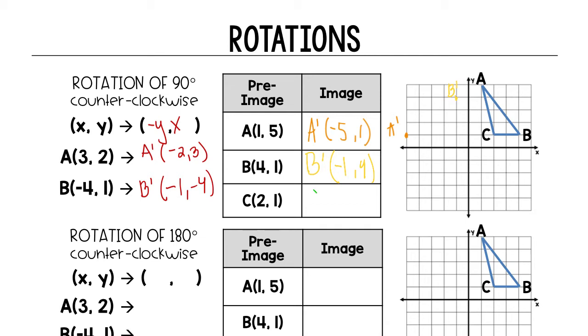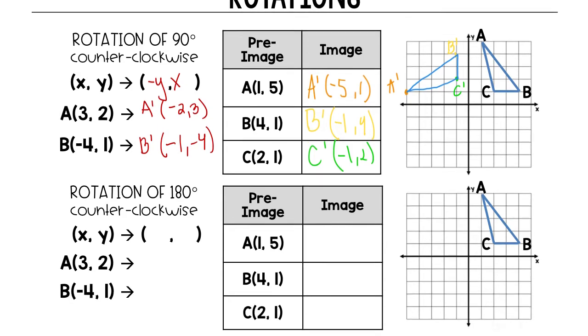Last point C turns into C prime. 2, 1, the 1 and 2 trade places, and the Y term is now negative. So negative 1, positive 2 for C prime. We can connect all our points, and it looks a little like that. So the same triangle rotated 90 degrees around the origin.